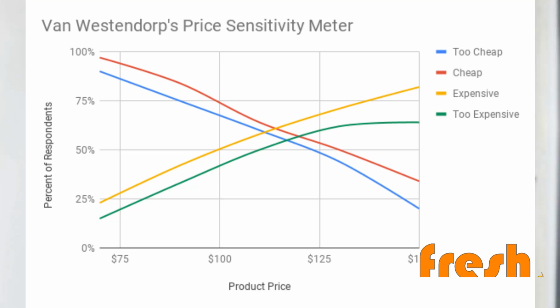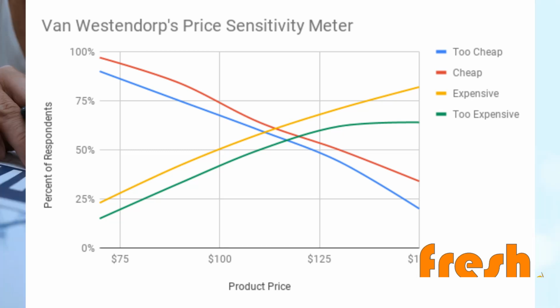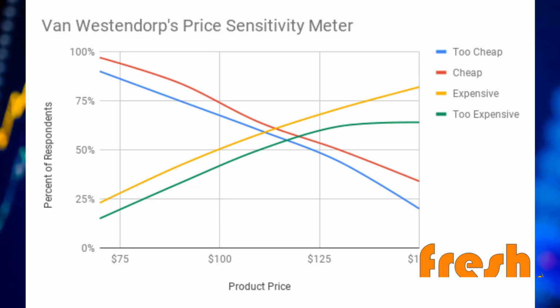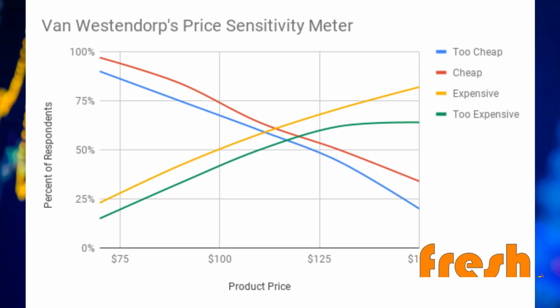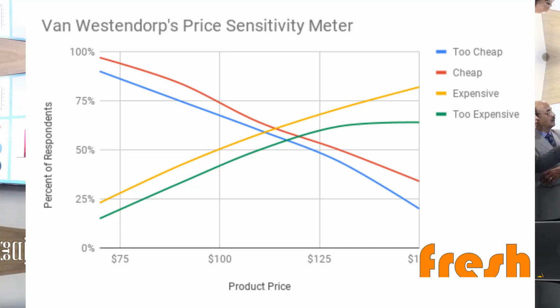Lastly, plot the too expensive curve. This curve illustrates the percentage of respondents who think the price is just too high. It starts low and rises steeply as the price increases, showing where customers start to completely rule out the product because of its cost.